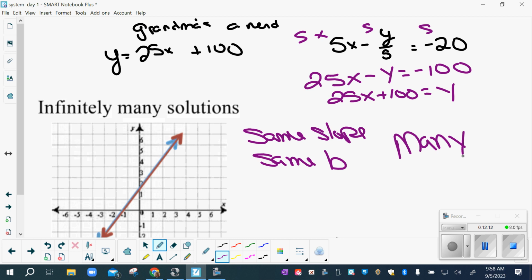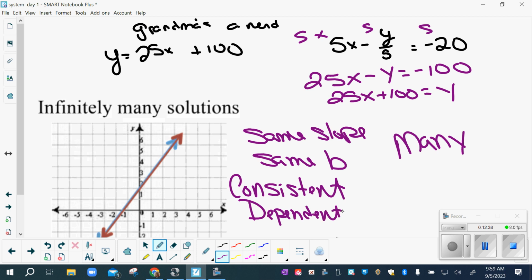Many answers. Now, we said consistent gives you an answer and inconsistent gives you no answer. This is consistent because it gives you an answer, but here's where it gets weird. It is not called independent because they're not independent lines. They're the same line, so it is called consistent dependent. And I know that's weird.